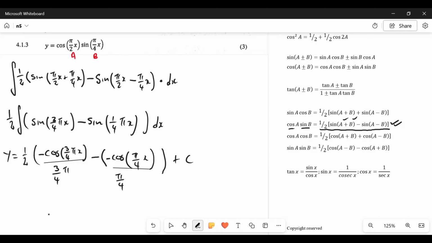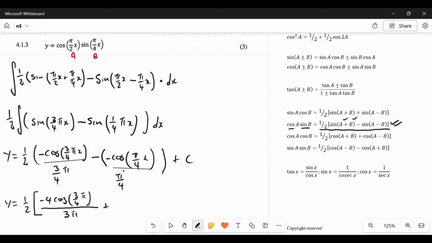From here, we can say y is equal to 1 over 2 open bracket. What we have here is a fraction, 3 over 4 pi, dividing this cos. When you have a fraction dividing them, this denominator must multiply on the numerator, and you leave this 3 pi there. So this is going to be negative 4 cos, open bracket 3 over 4 pi, all this divided by 3 pi. Then we have minus and minus, which is going to give us positive.